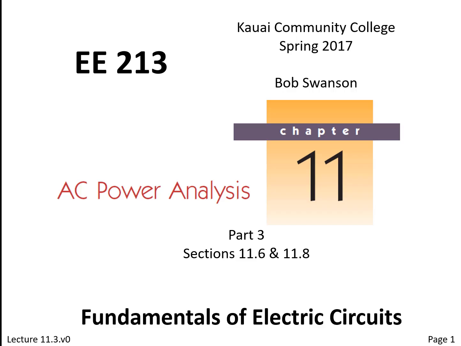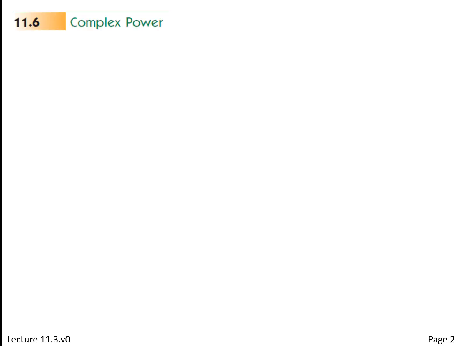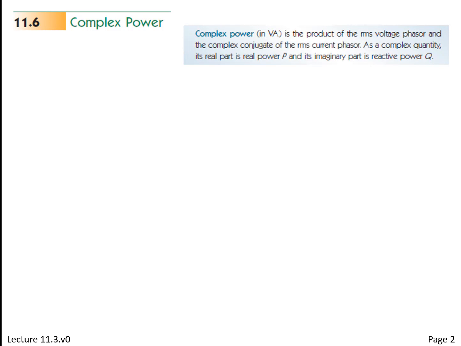All right, so for part 3 of chapter 11, sections 6 and 8, I'll skip the 7, it's kind of a separate item. So, complex power. I'm going to just throw up the definition here from the text because I think it's a good one. The product of RMS voltage phasor and the complex conjugate of the current phasor, right? We've been seeing that even with I squared or V squared, you're really talking about V times V conjugate, complex conjugate, and that's what we're doing here.